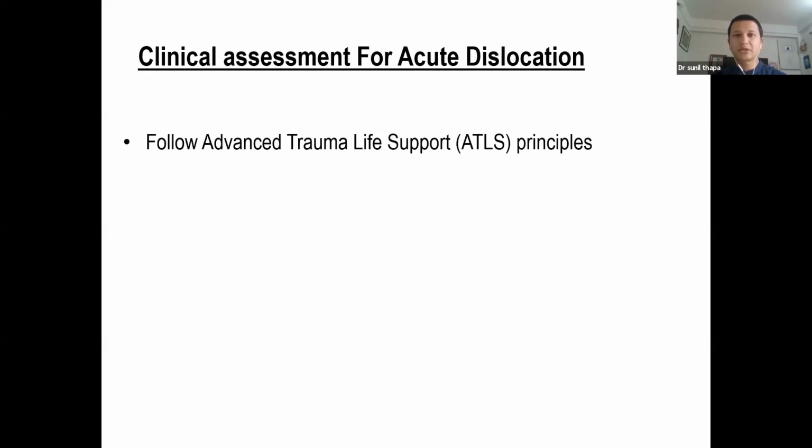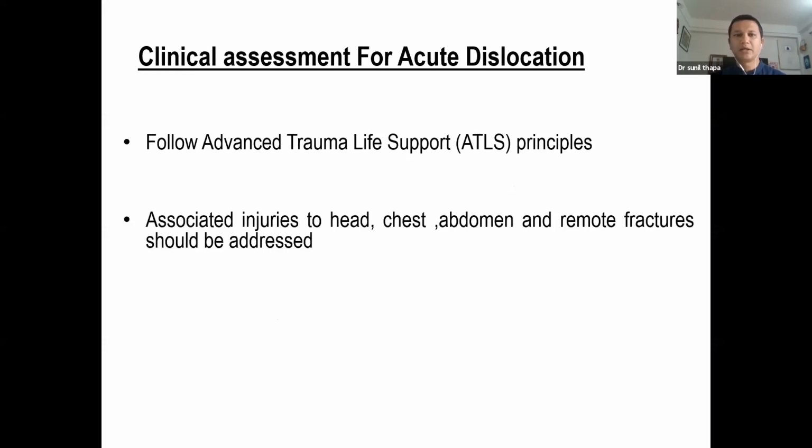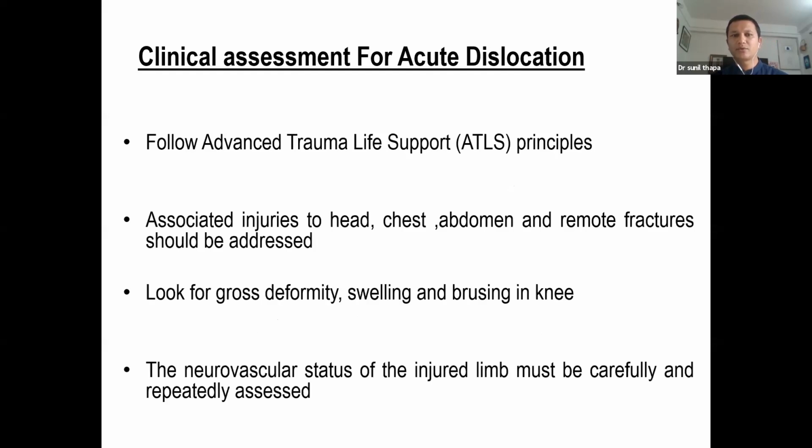Whenever you see a case of knee dislocation, we should usually follow the ATLS protocol because it may be part of polytrauma. So the associated injuries to the head, chest, abdomen, and all remote fractures should be addressed. We should look for gross deformity, swelling, and bruising in the knee, and it is easily diagnosed by clinical inspection most of the time. We should assess the neurovascular status of the injured limb, and it should not be assessed just once, it should be repeatedly assessed.